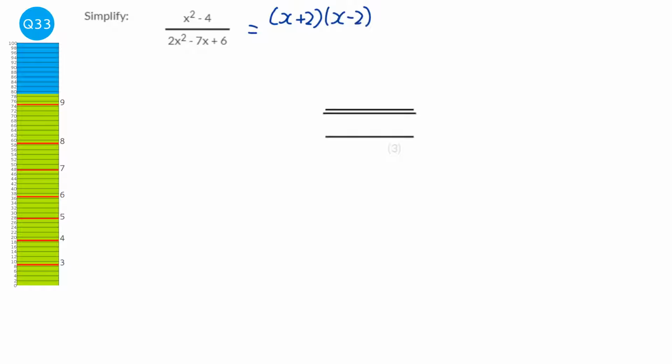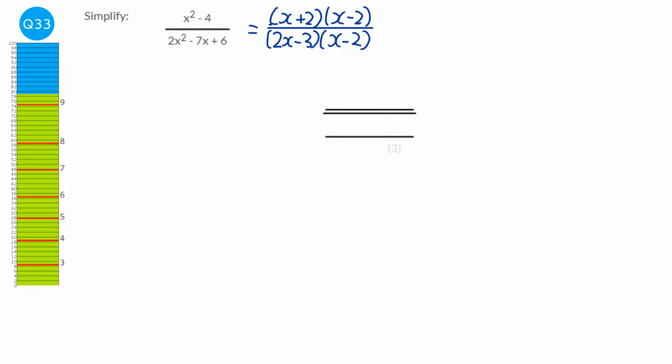And we've got loads of videos on how to identify and deal with difference of two squares if you don't know how to do that. Similarly, the bottom is just a simple quadratic, so we're just going to factorise that. Again, we've got videos on how to factorise quadratics, so have a look at those if you need to.